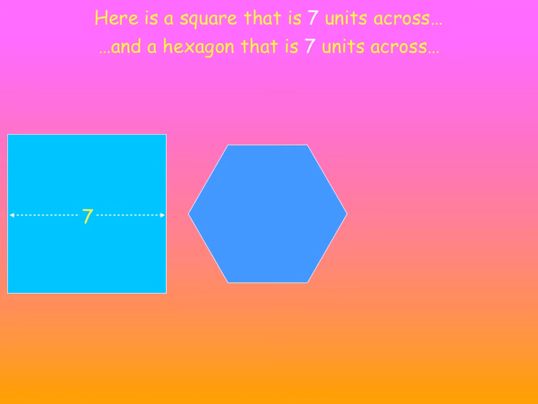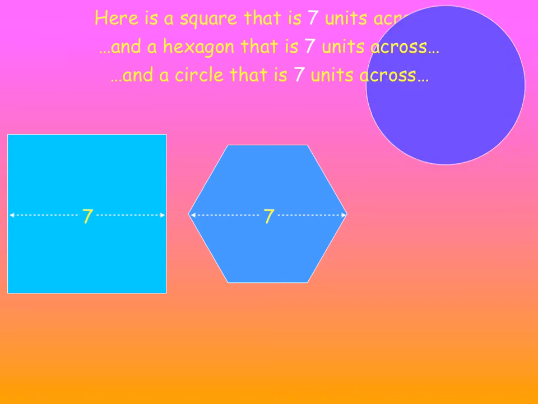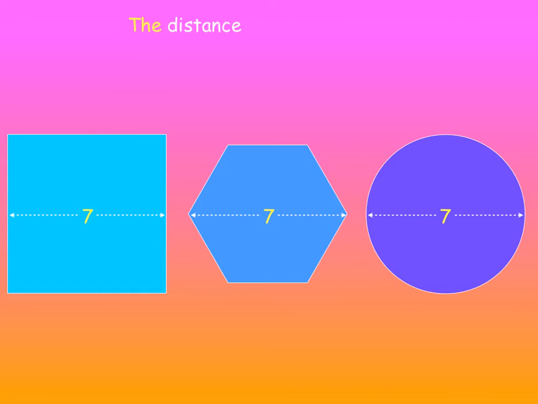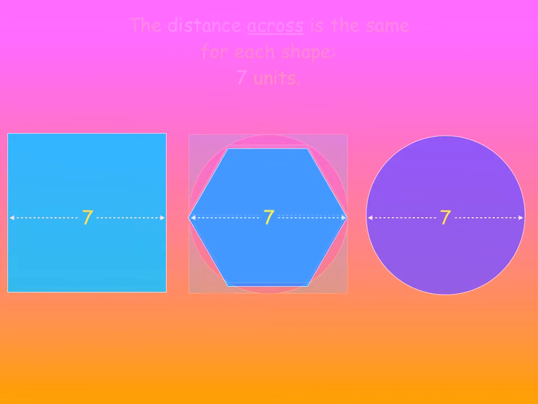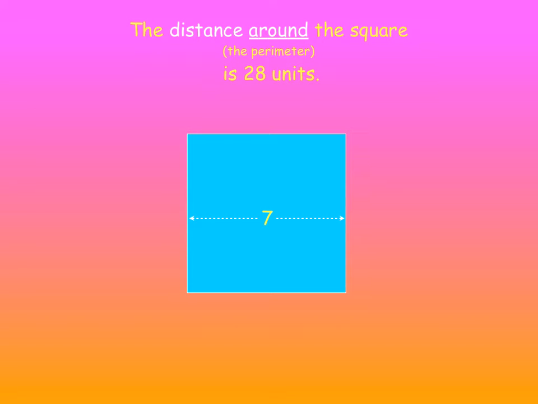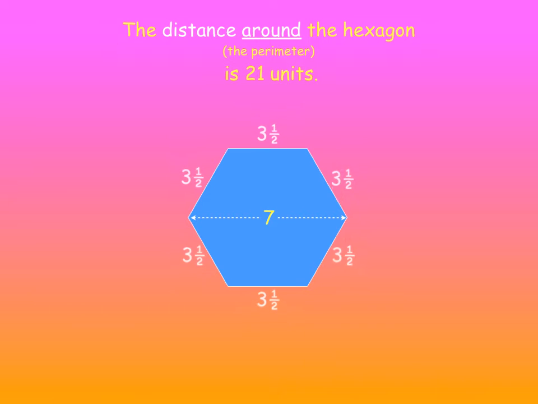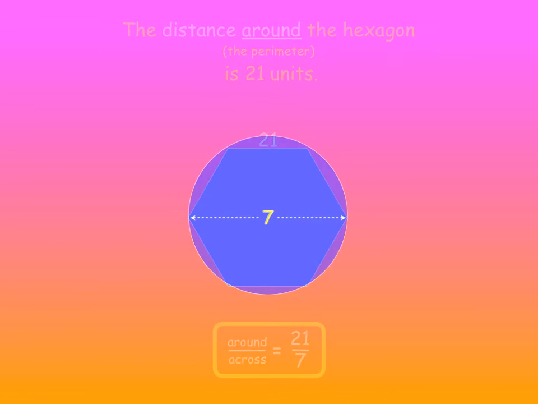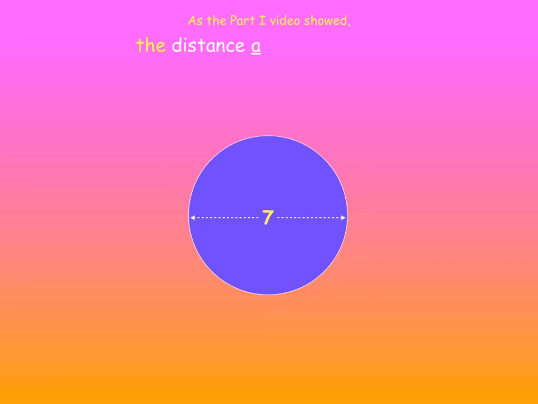Here's a square that is 7 units across, and a hexagon that is 7 units across, and a circle that is 7 units across. The distance across is the same for each shape, 7 units. The distance around is not the same for each shape. The distance around the square, that's the perimeter, is 28 units. The distance around the hexagon is 21 units. And as the part 1 video showed, the distance around the circle, that's the circumference, is 22 units.